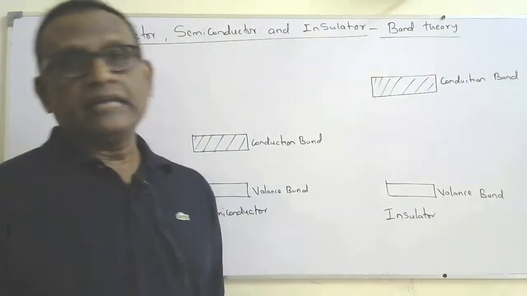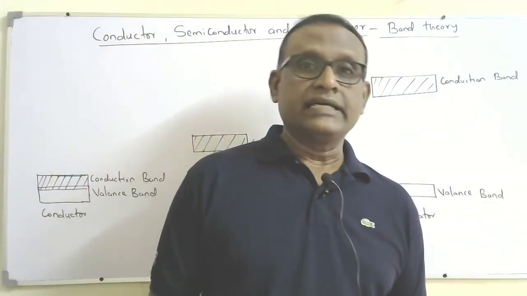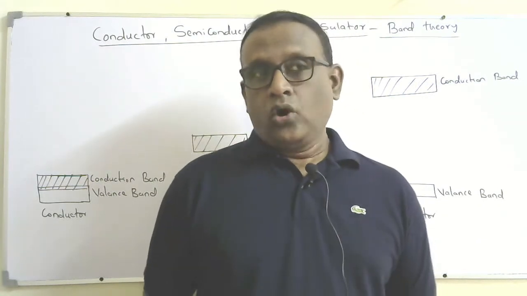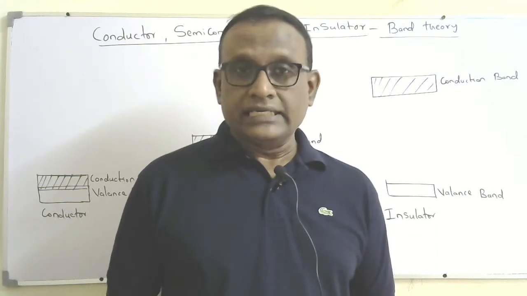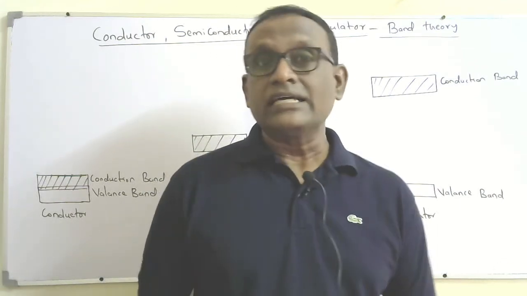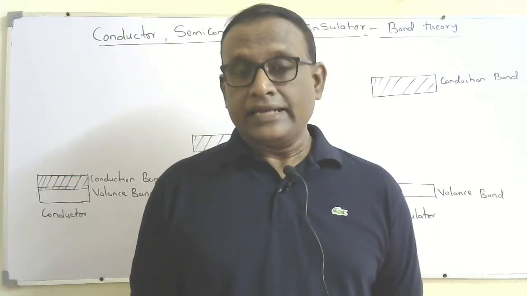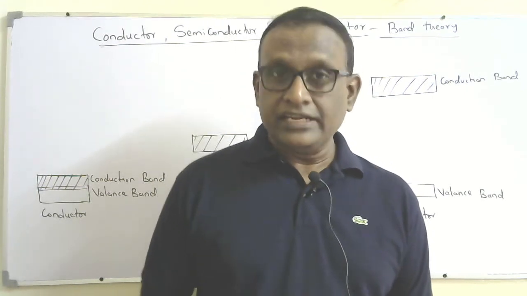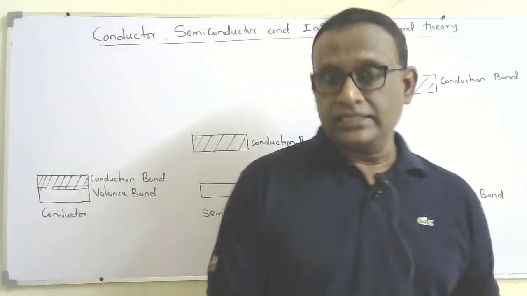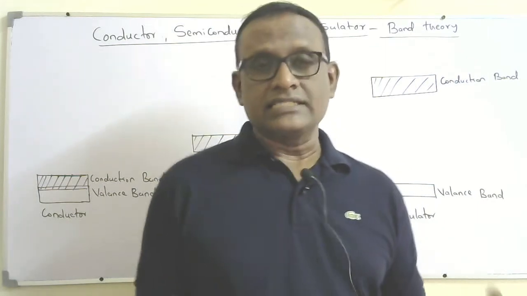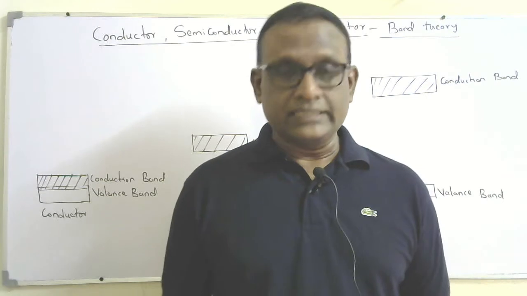In this lesson, I'm first focusing on the difference between conductor, semiconductor, and insulator. In IGCSE, you distinguish them based on the current flow. Normally, we say the material that conducts current very well is called a conductor. The material which never conducts current is called an insulator, and the material which conducts current somewhere between conductor and insulator is called a semiconductor.